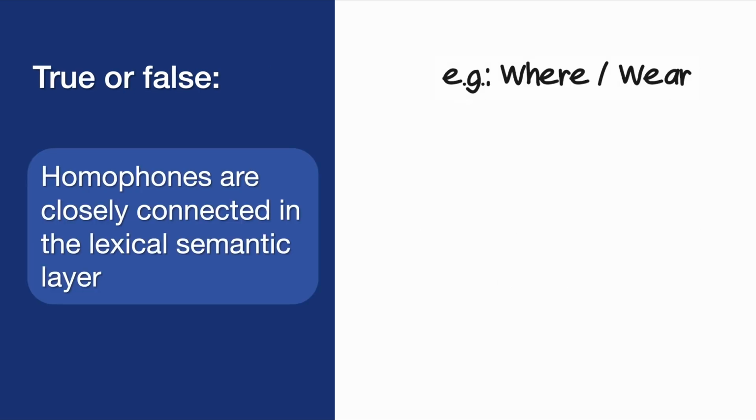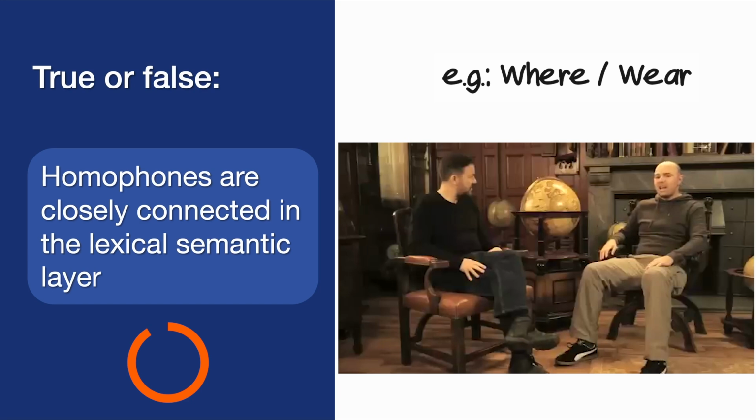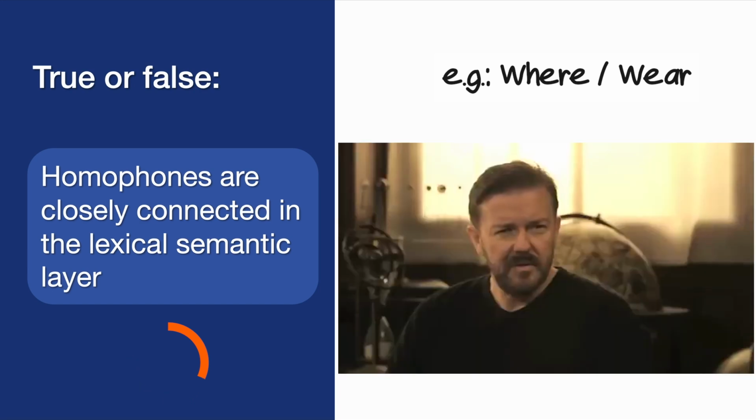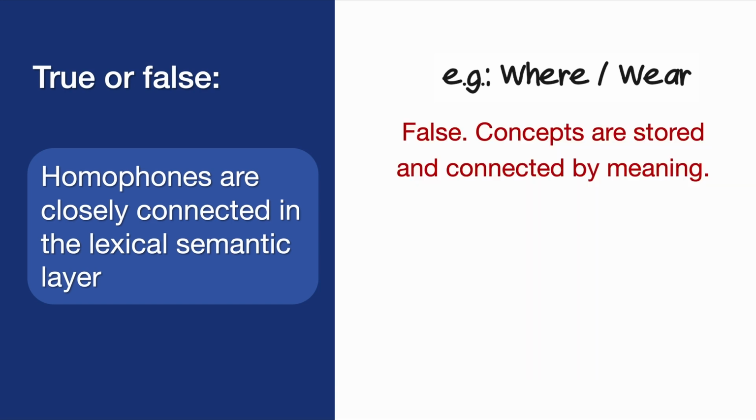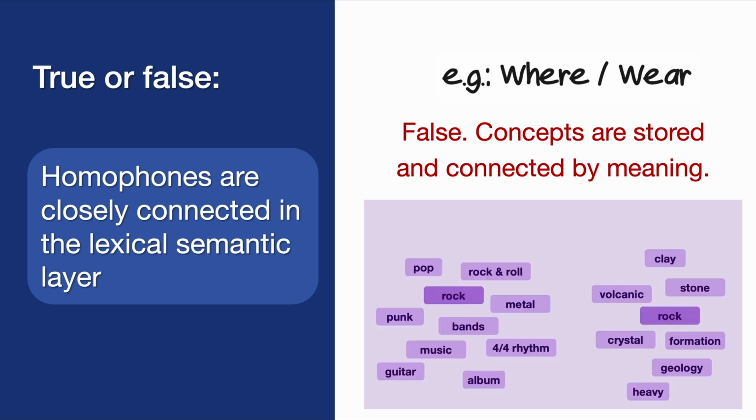True or false? Homophones are closely connected in the lexical semantic layer. This is false. Concepts are stored and connected by meaning. So even though these two words phonemically are the same, they are not connected within that layer because they have completely different meanings, just like our rock and rock examples.